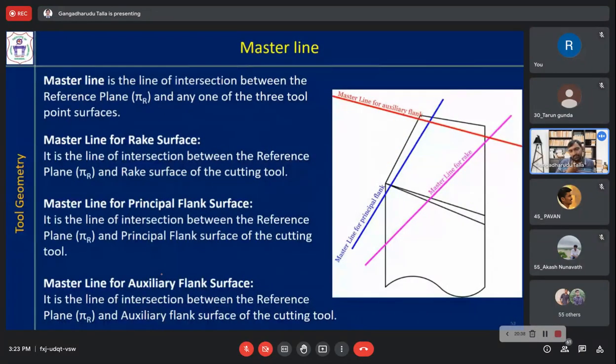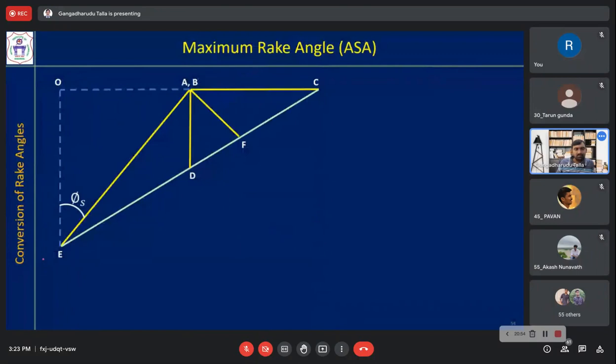Is it clear? Have you understood what a master line is? Please respond. Yes, sir. Fine, so it is simple. Master line is the intersection of any one of those 3 planes passing through the cutting point with the pi r plane. That's it.